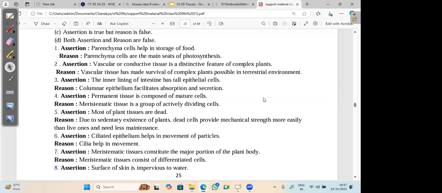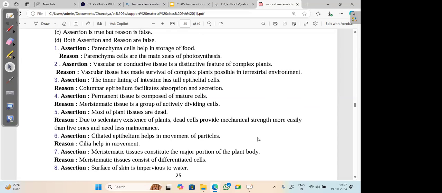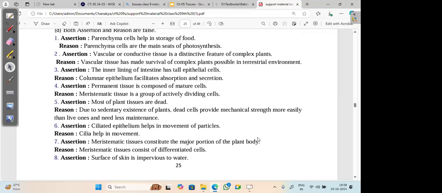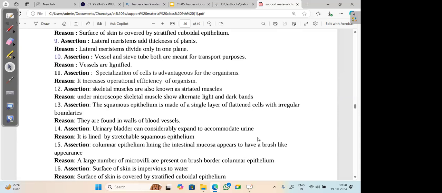Till then, you can take a screenshot of a few more of them. I'm giving it to you so you can practice them. I'll be sharing the answers with you also. You can take a screenshot of questions 1 to 8. Have you taken the screenshots? Yes, sir. Okay, then questions 9 to 15: just practice up to question number 15.